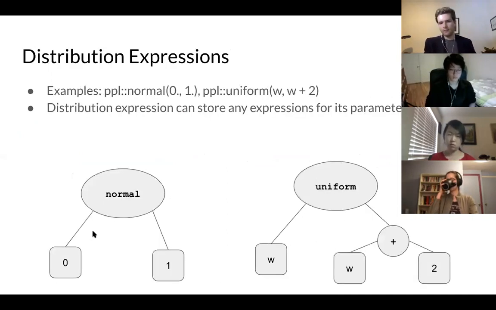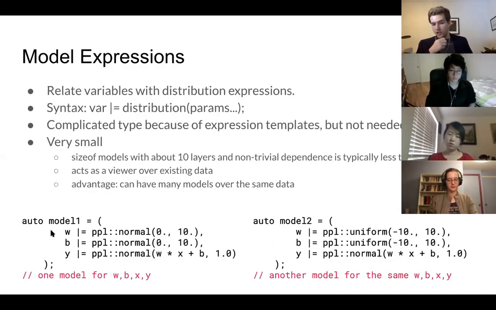Distribution expressions are the same. You can use arithmetic expressions to combine normal distributions or combine random variables to generate highly optimized, highly efficient, and very complex random variables. Model expressions are very similar, and they're at the core of our language. These also use operator overloading, in this case, the bar equals expression. And it means that these models can be generated at compile time and allocated on the stack. These models can be extremely small in terms of memory overhead, even when they look extremely complicated.